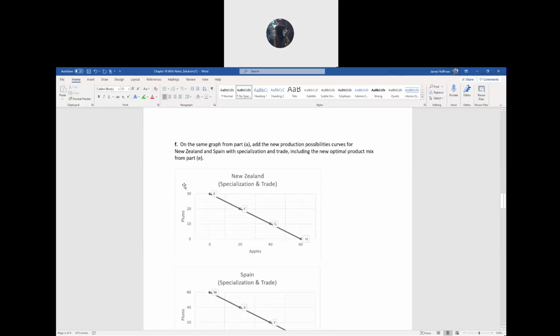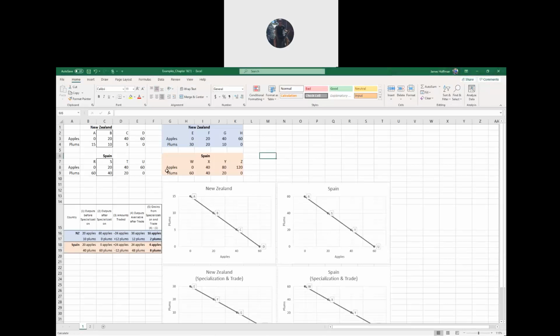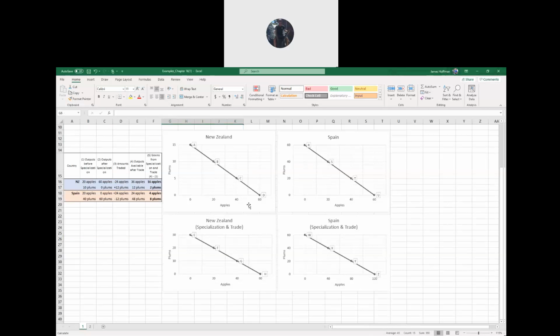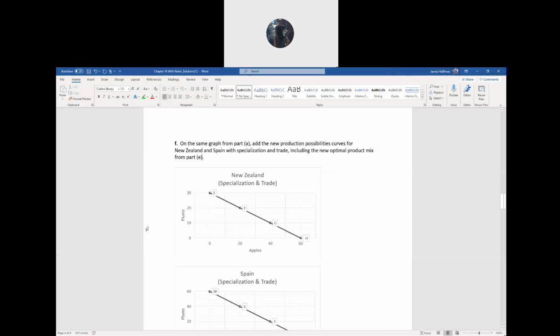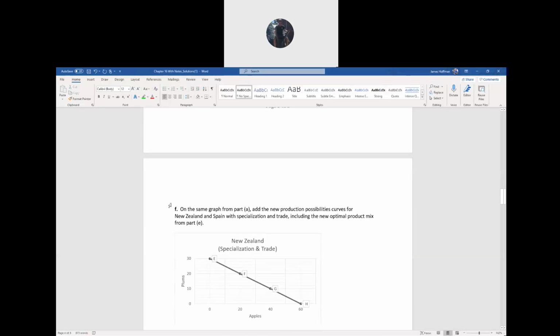So I did it here in the Excel file, which you can use as an example. Here's the one for New Zealand, and here's the one for Spain, and this shows that they're better off at all trades. And so I think if you're doing it in Excel, you can look at these examples, but the easiest way just to see it is start with the good they specialize in and show the other endpoint is if they trade everything, and then just draw a straight line. So let me show you what I mean.